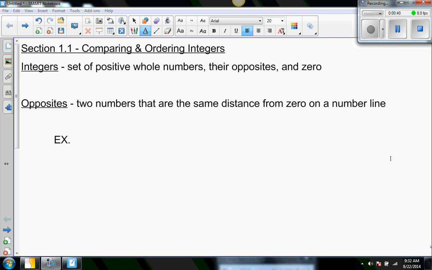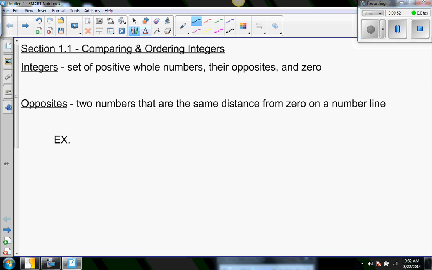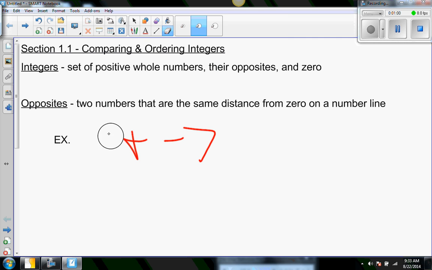Opposites, two numbers that are the same distance from 0 on a number line. So my example would be 7 and -7. 5 and -5, 3 and -3. Those are all opposites.